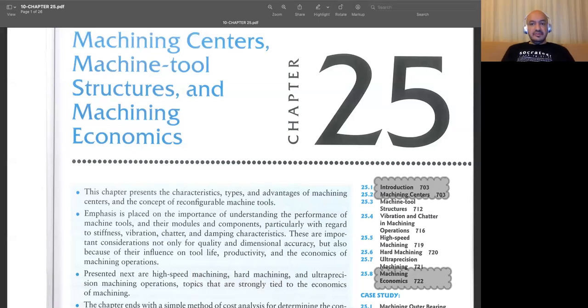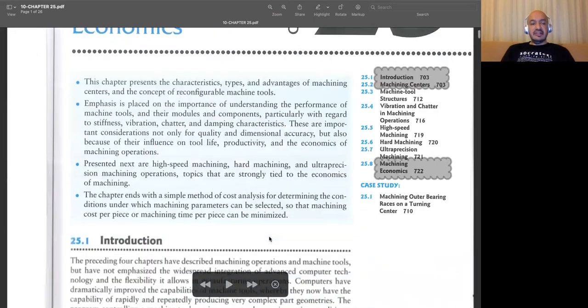Hey, this is chapter 25. It's about machining centers, some of the special topics related to machining centers, and lastly, discussing machining economics. But I will not be discussing the intermediate sections. I will only focus on the machining centers, and lastly, I will briefly discuss the economics behind machining.